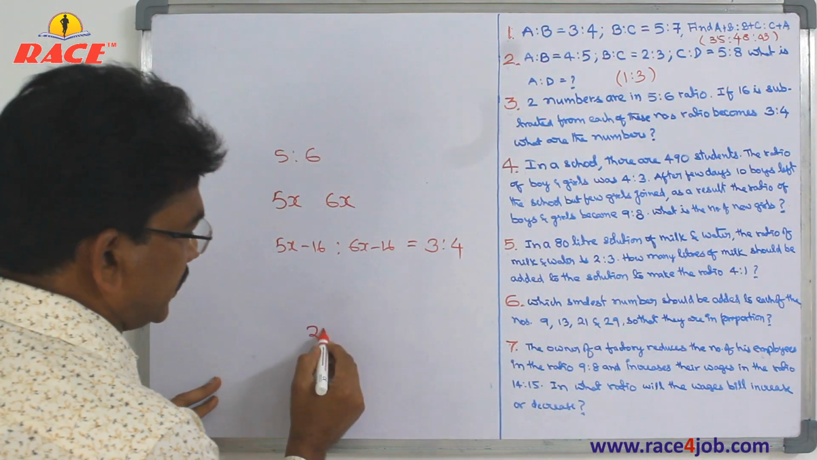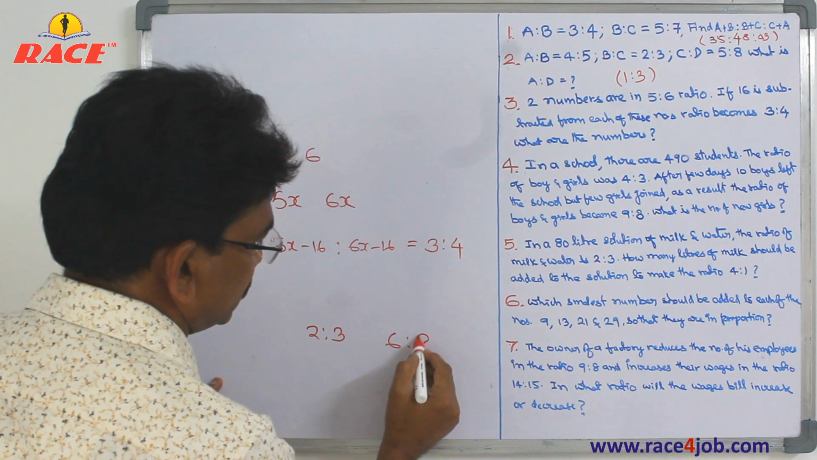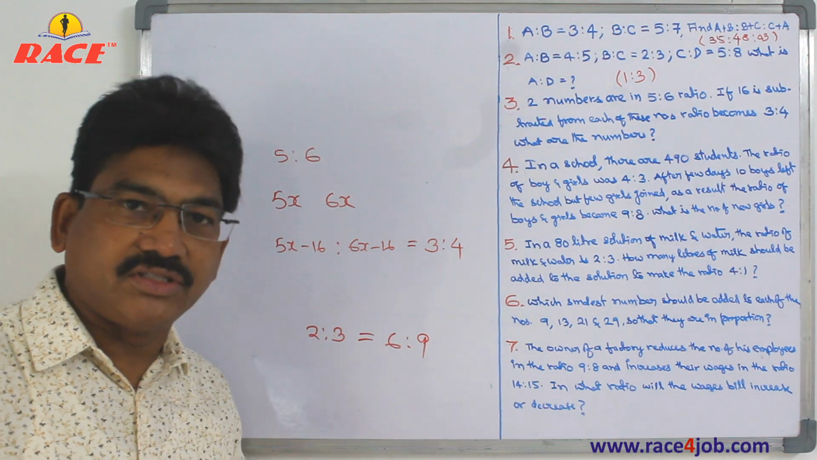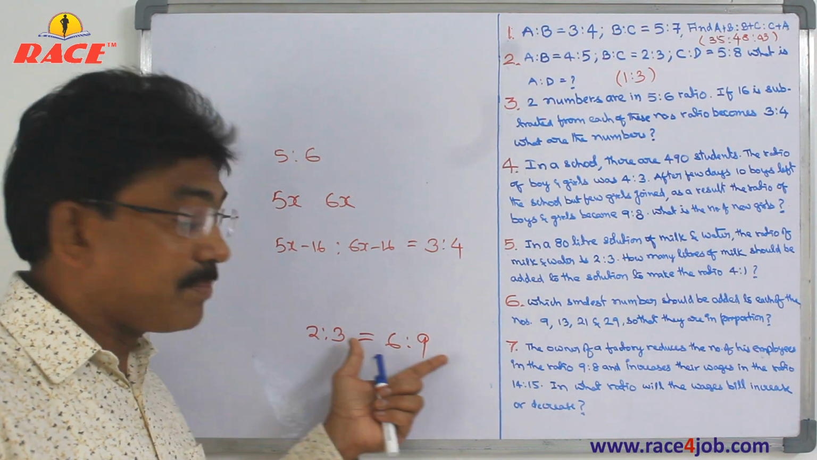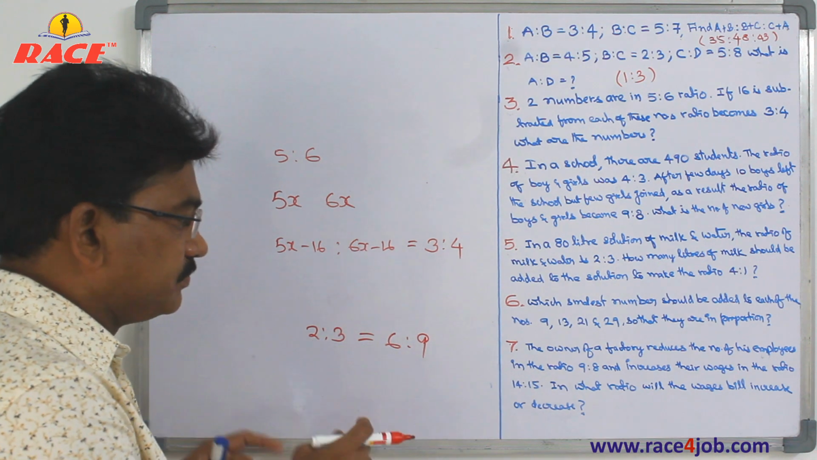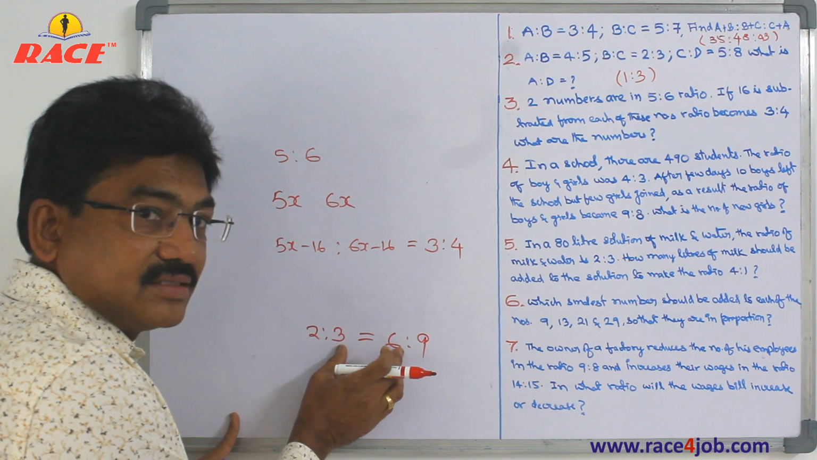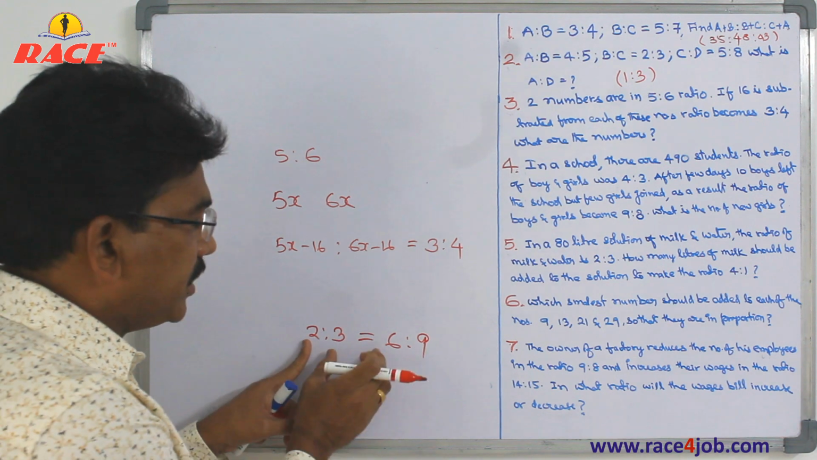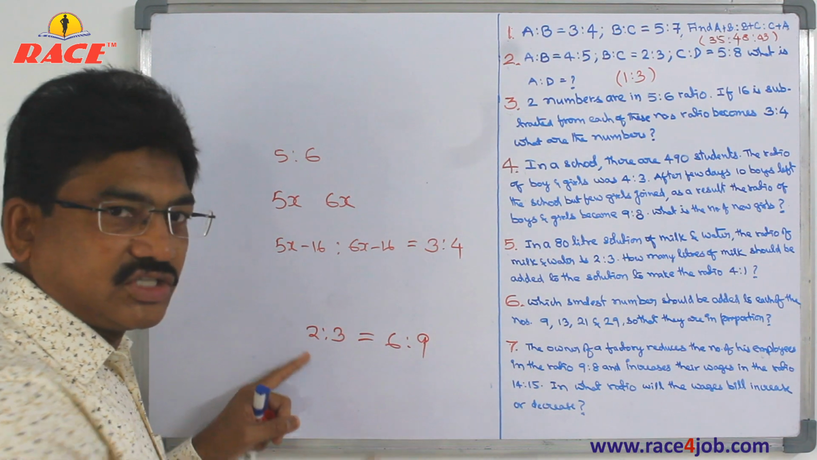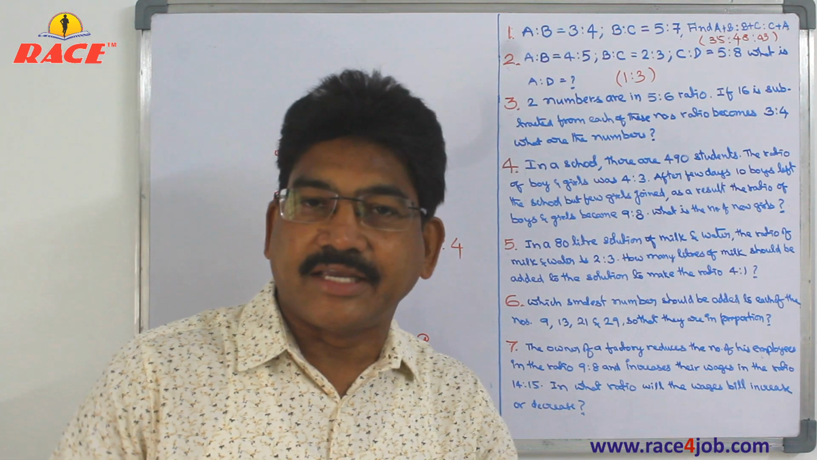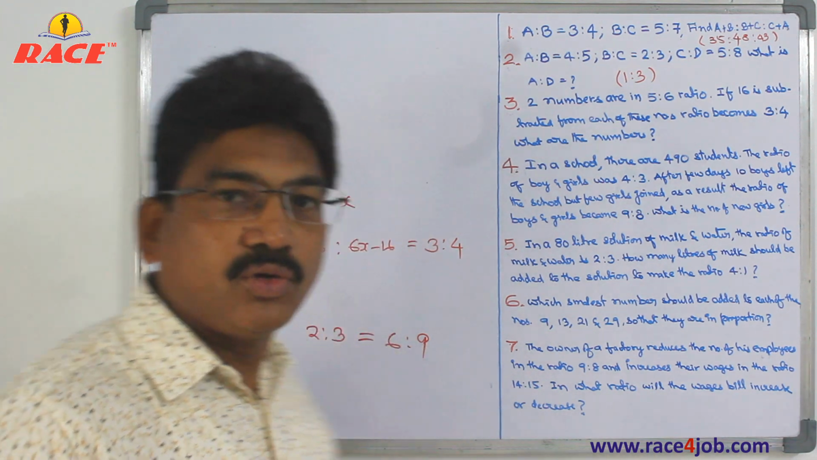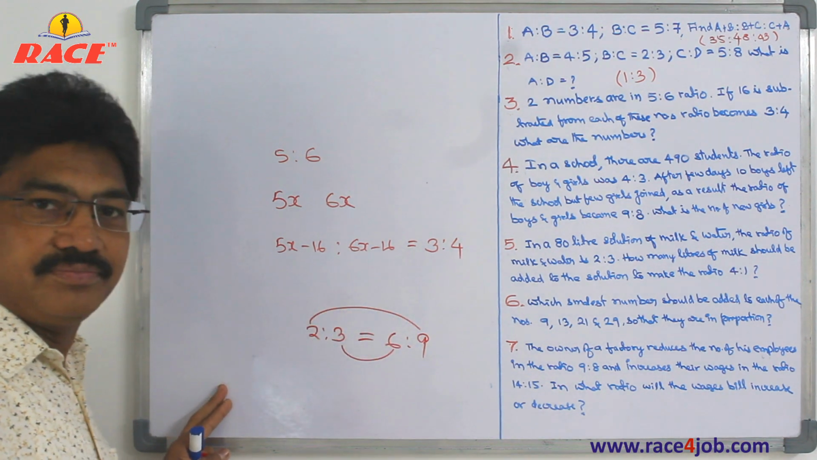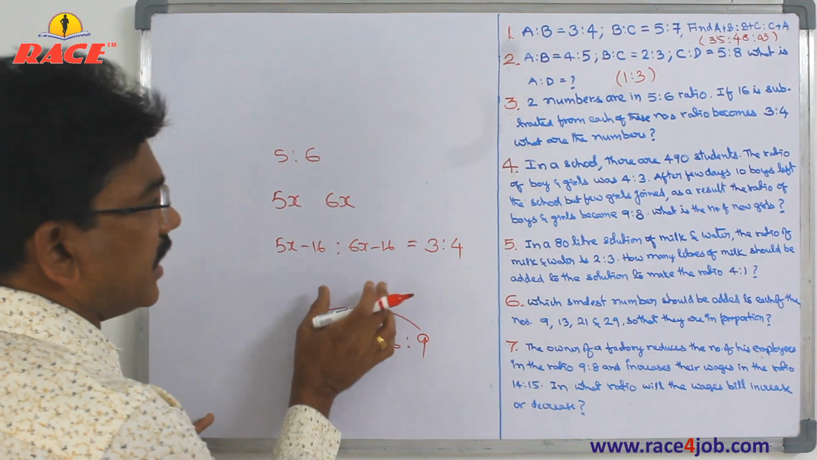If the A is to B ratio and C is to D ratio are equal, they are in proportion. For example, 2 is to 3, or 6 is to 9. If you simplify, this also becomes 2 is to 3. That means 2 is to 3 is nothing but 6 is to 9, so these two ratios are equal. Then they make a proportion. These are the terms. The middle terms are called means, and the end terms, 2 and 9, are called extremes. The product of means is equivalent to the product of extremes. Middle terms you can multiply, end terms you can multiply.